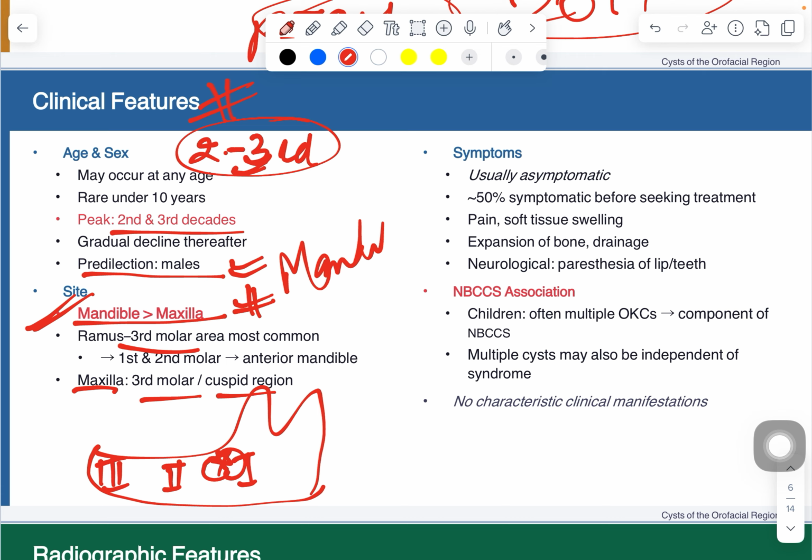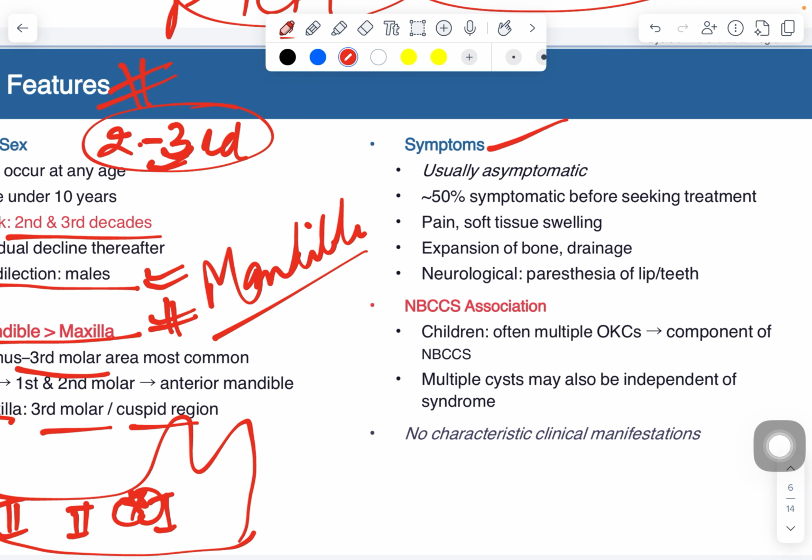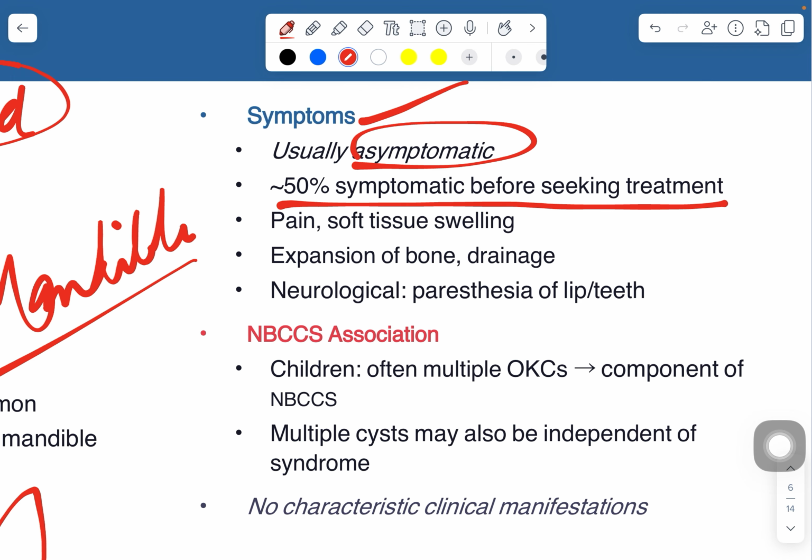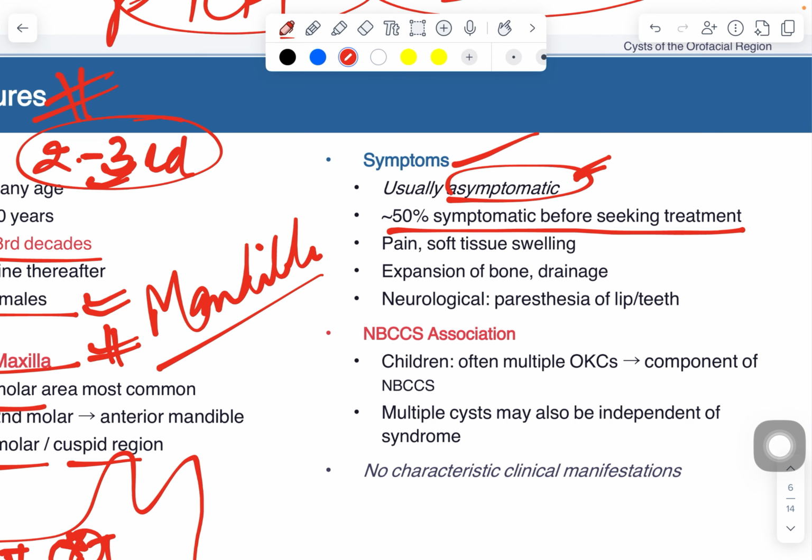Next we have the symptoms. In symptoms, it is basically very asymptomatic. 50% of cysts are symptomatic before seeking treatment, but basically they are asymptomatic. That is, sometimes a patient comes for the treatment of a particular tooth of the mandible and we detect the cyst in the radiographs. So most of the cases are seen like that.